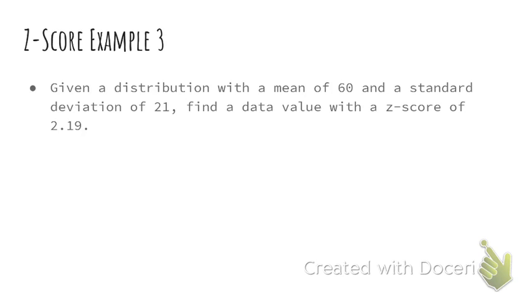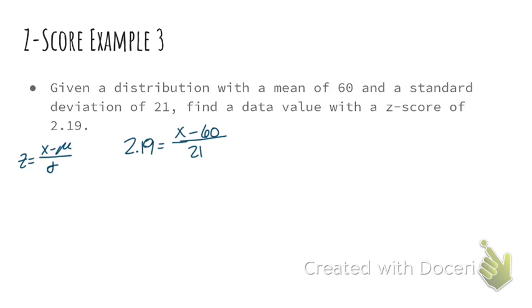Last example, this is about the only way to try to trick you with z-score, is to give you something other than asking for z. So given a distribution with a mean of 60, a standard deviation of 21, find a data value with a z of 2.19. So the formula is z equals x minus mu over sigma. And here, they actually give me z of 2.19. They do not give me x. That's what they're asking for, what is the data value. They do give me the mean, and they also give me standard deviation.